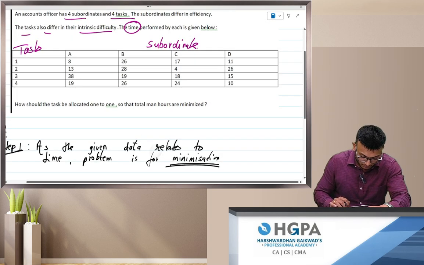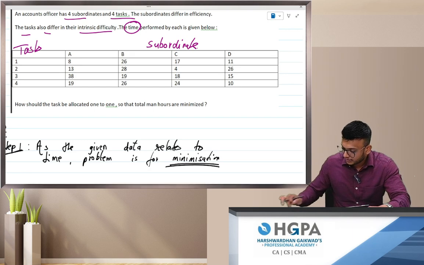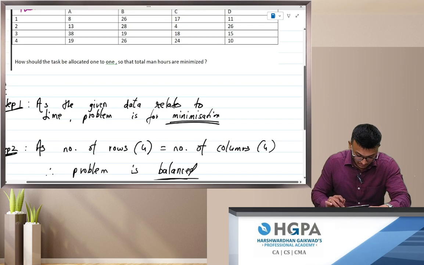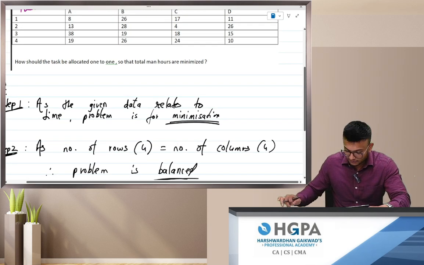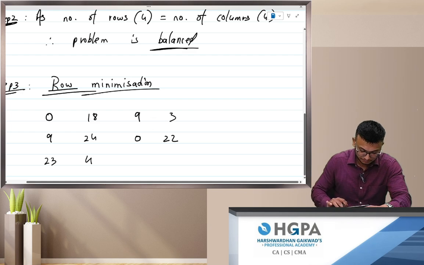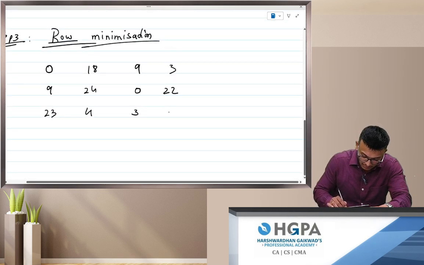In the third row, 38, 19, 18 and 15. The lowest number is 15. So what do you do? 38 minus 15. This will be 23. Next, 19 minus 15. This will be 4. Next, 18 minus 15. This will be 3. And this will be 0, 15 minus 15.